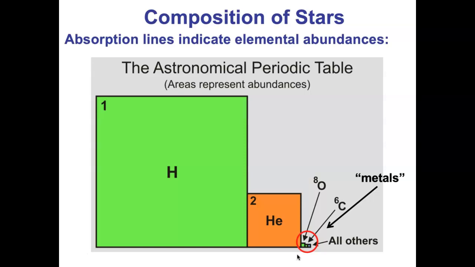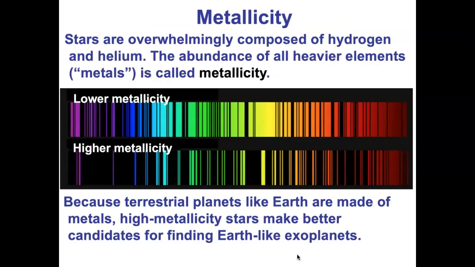Some stars are more abundant with metals. Some stars are less abundant with metals. Every star is mostly hydrogen and helium, but stars can have a little bit less or a little bit more metals. And so we measure the relative abundance of metals in a star by measuring what we call metallicity. I promise I didn't just make up that term.